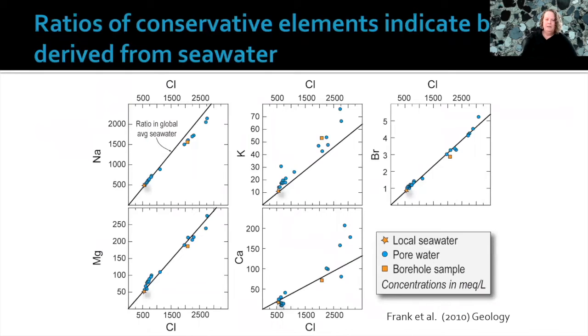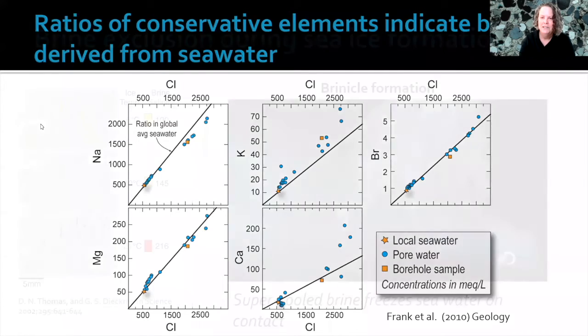When we examined ratios of conservative elements in the pore water, we found that seawater ratios were maintained across the full range of salinities, more or less. And so, of course, this suggested that the brine was derived from seawater. Now, the most common way to create a brine in nature is via evaporation, but this mechanism doesn't fit what we know about the history of the Victoria Land Basin. The explanation that best fits observations relates to salts being expelled during sea ice formation, so cryogenic concentration of seawater.